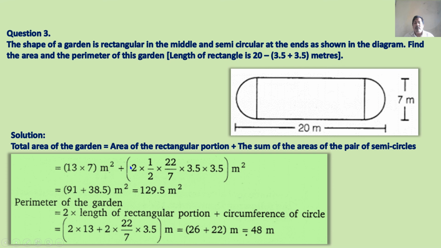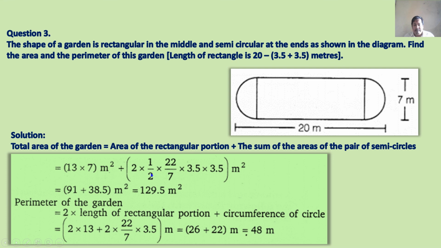So here you see 2 into half. Semicircle means half of the circle, isn't it? So area of the semicircle is half of the area of circle. So 2 into half, half because of the semicircle, and this is the value of pi. 22 by 7 is the value of pi, and r square, with radius 3.5, is 3.5 into 3.5, isn't it? So from here you see this 2 and this 2 will be cancelled. You got here 22 by 7 into 3.5 into 3.5, isn't it?